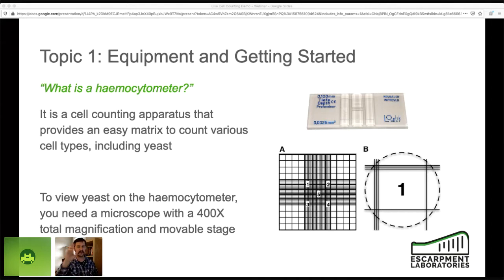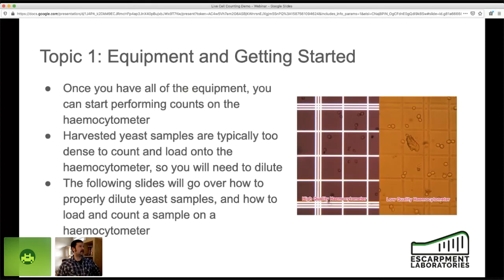Using those, we'll count those areas, and then we zoom in onto each of those and then count them. Once you have all the equipment, you can start performing cell counts. Harvested yeast samples are typically too dense to count and load onto the hemocytometer, so you need to dilute them. And we're going to go over that in the following slides on how to load and count a sample on a hemocytometer.